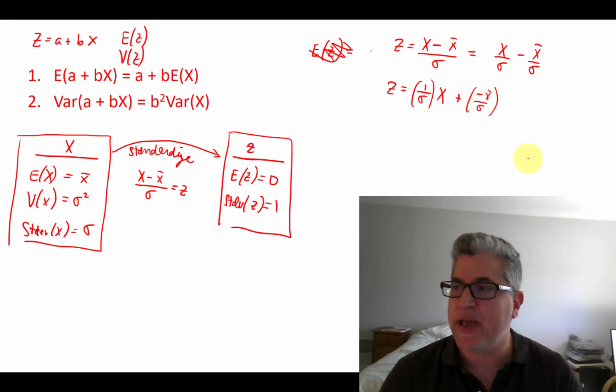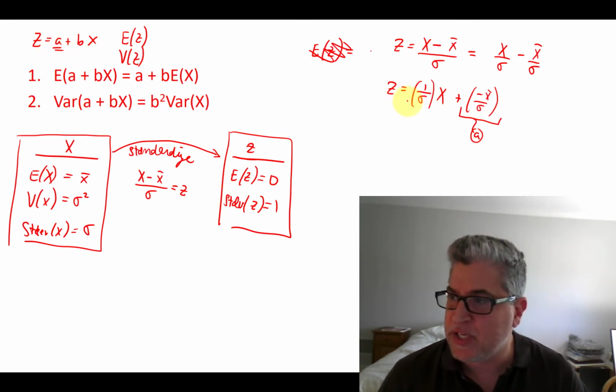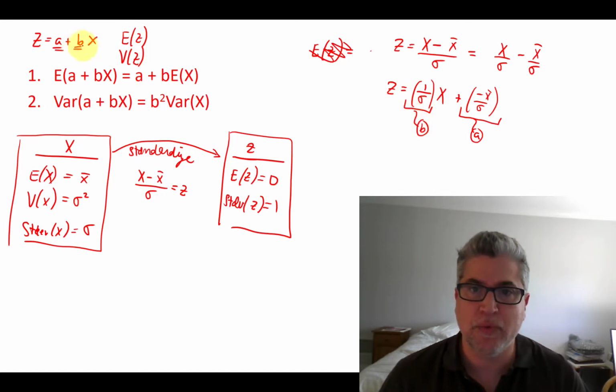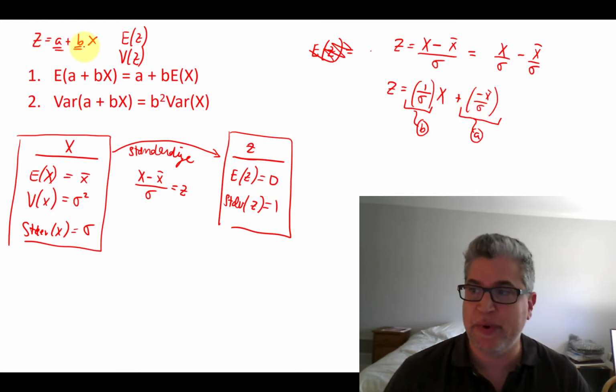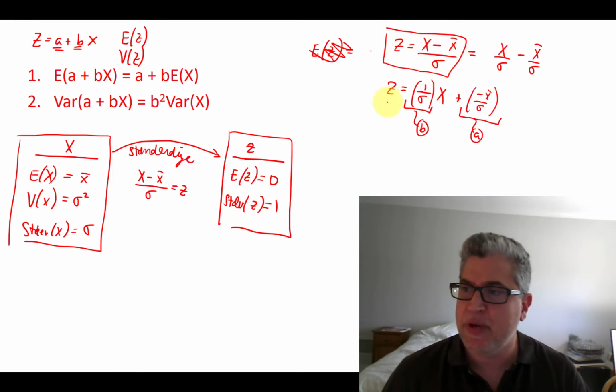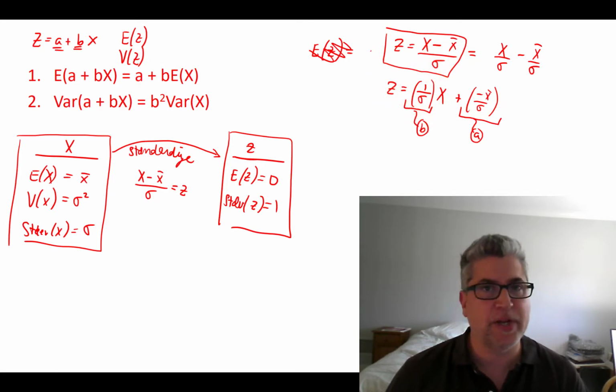And if we write it in this way, I think it becomes a lot more clear that this acts as the a term right here, and 1 over sigma acts as our b term, where we took our original x variable, multiplied it by b, and then added a to it. So z is a linear transformation of x. It just maybe didn't look like a linear transformation in this original way, but if you expand that fraction, it sure is a linear transformation.